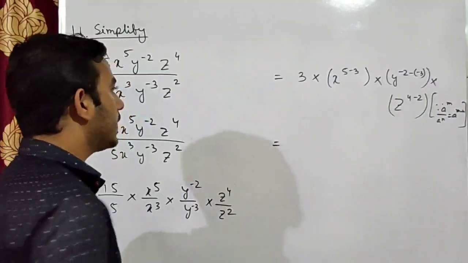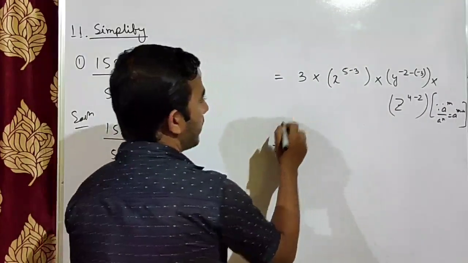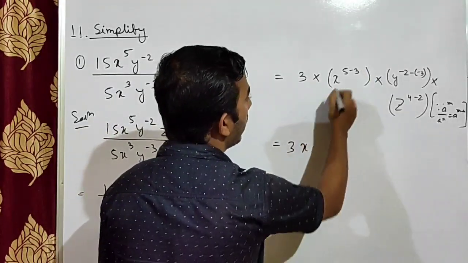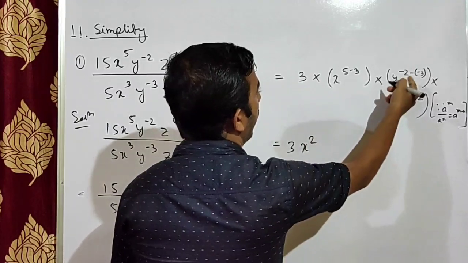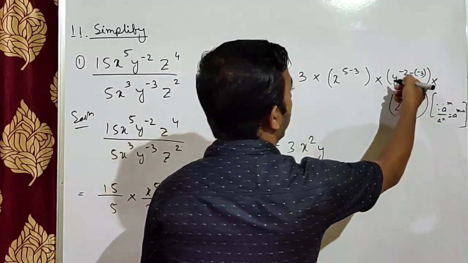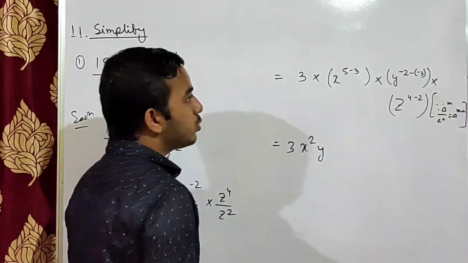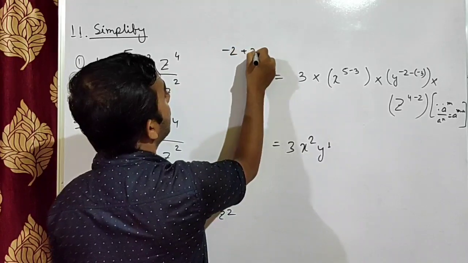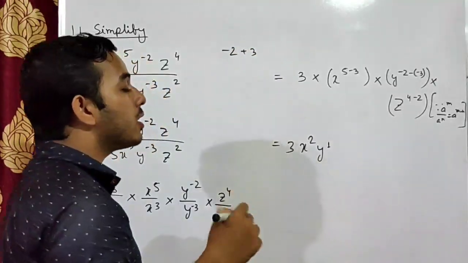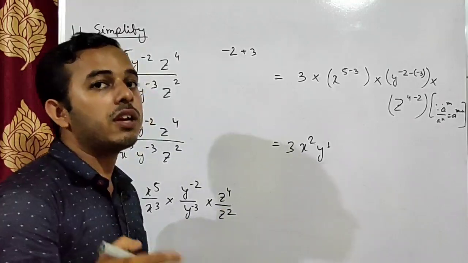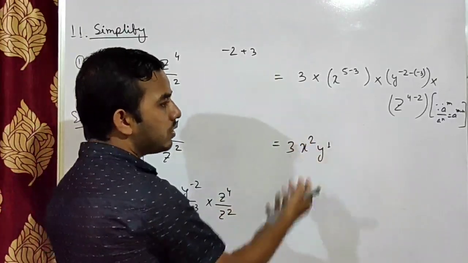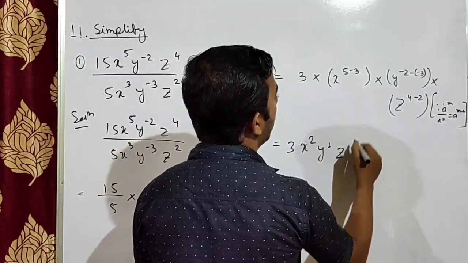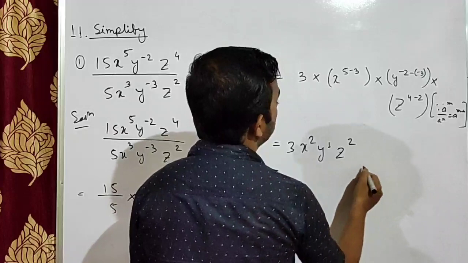No, very easy, right? So our next expression will be like this: 3 into x to the power 5 minus 3 means what? x to the power 2. Then into y to the power minus 2 minus it will be what? Plus, isn't it? So minus 2 plus 3 means what? 1. Look, 3 minus 2 is 1, and the sign will be of the greater number. Here the greater number is 3, so the sign is positive. Then again z to the power 4 minus 2 is 2. So this is our answer.